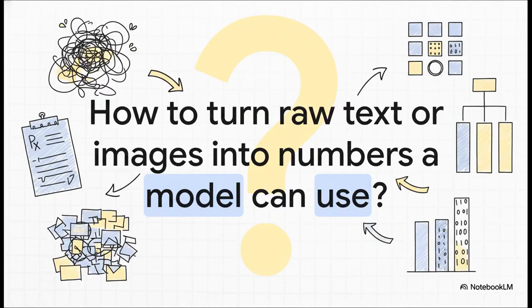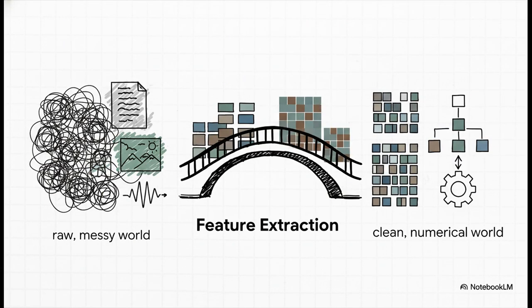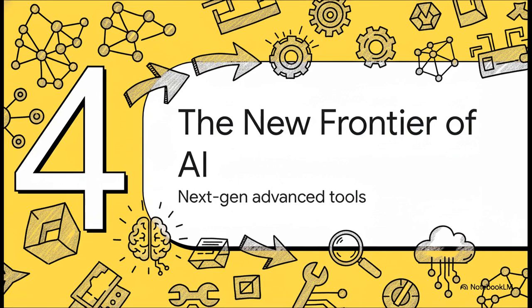But simplification isn't just about numbers. It's also about translation. I mean, how do you take something messy and unstructured, like a doctor's clinical notes, and turn it into a format that a machine learning model can actually work with? The answer is feature extraction. This is the absolutely critical bridge between the raw, messy world and the clean, numerical world of machine learning. It's the process that turns words, images, and sounds into meaningful numbers, and it really is what makes modern AI possible.